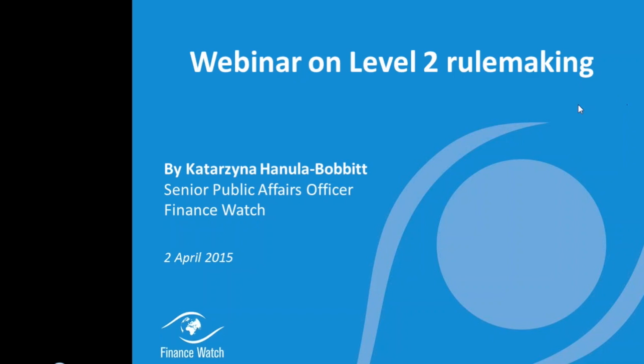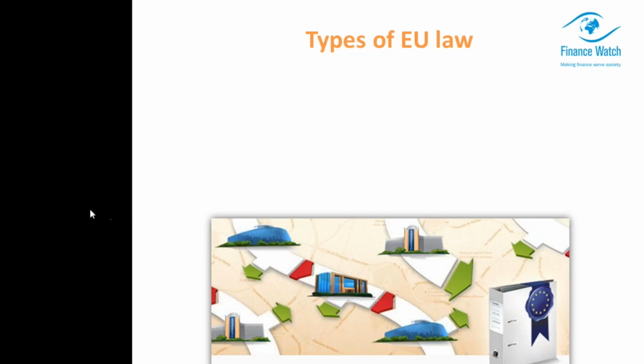I would like to start with a very brief overview of the major aspects: what types of law do we have, what legal instruments are we using, and what types of processes do we have in Europe. So starting from the beginning, what types of EU law do we have in the EU?